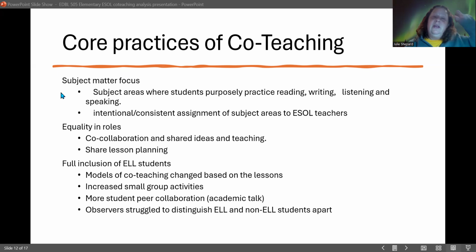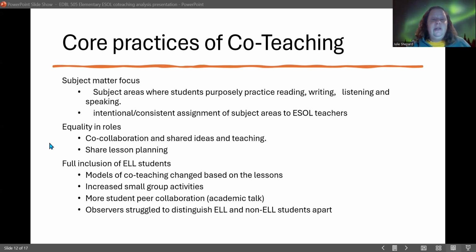Equality in roles. So this is how the ESOL teachers are used during the co-teaching time, that they're shared planning, they're collaborating together. It's not just the ESOL teacher being used as an aide in the classroom during the time they're in the class in that push-in time.